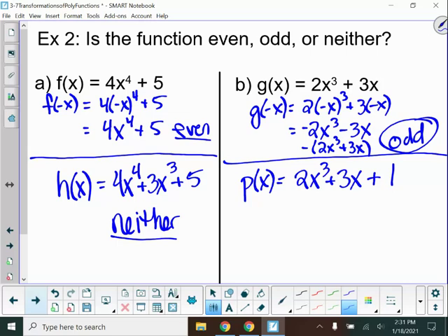We look over here at the p of x. Well, I have an odd exponent with the third power. I have an odd exponent with the first. But because of the 1 at the end that acts as an even, this is also going to be a neither. So this is neither odd nor even as well.